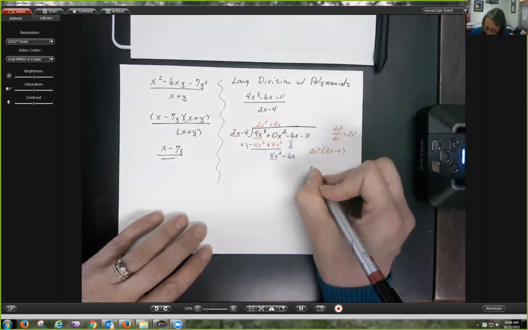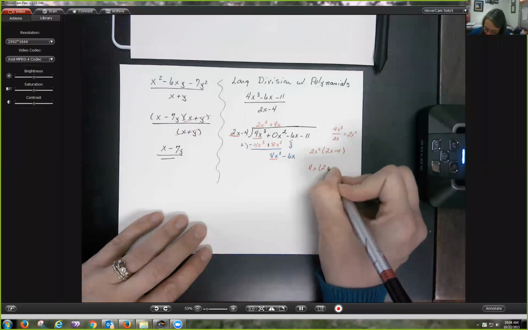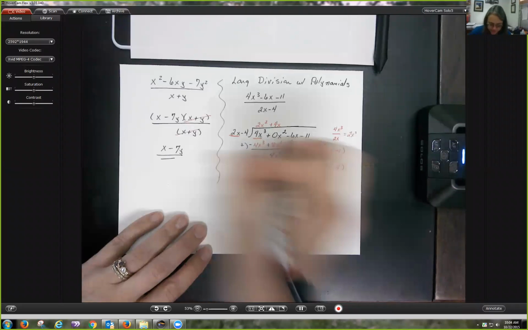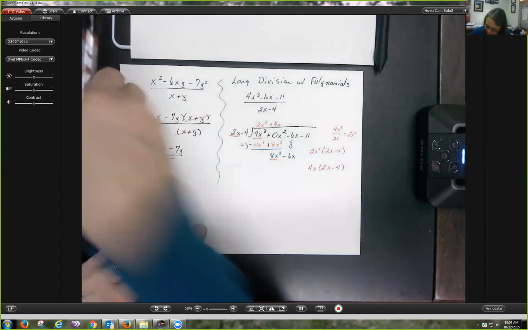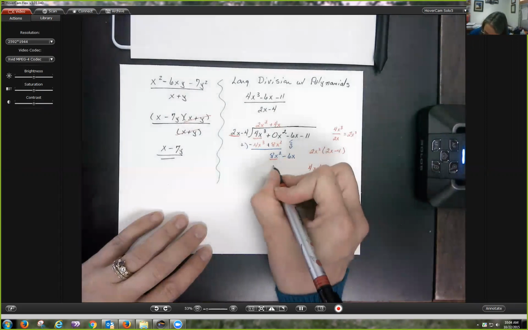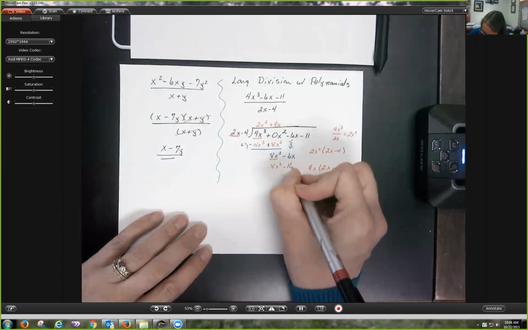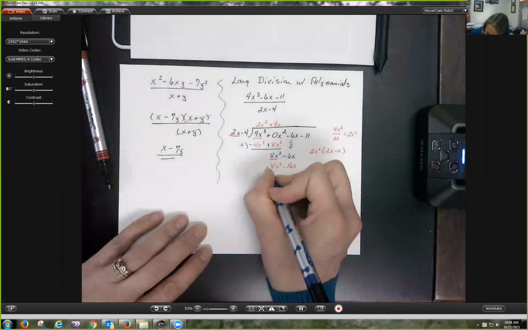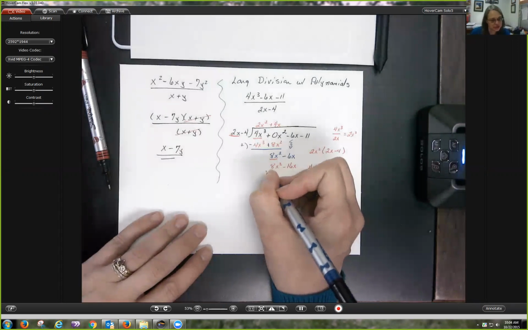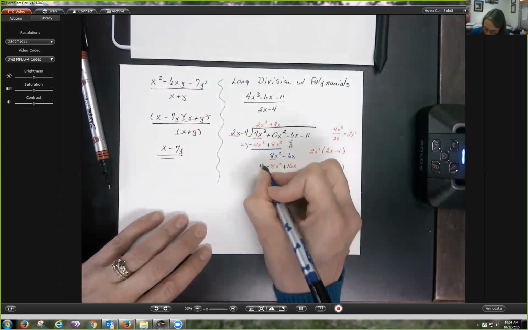4x. And now we multiply 4x through by our denominator. And we get 8x squared minus 16x. We need to subtract, but we're no good at subtraction. So we're going to add the opposite. So we change both signs and just add.